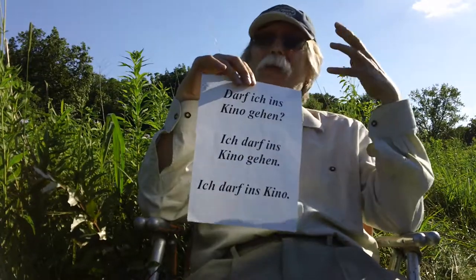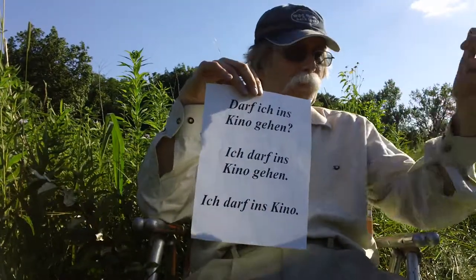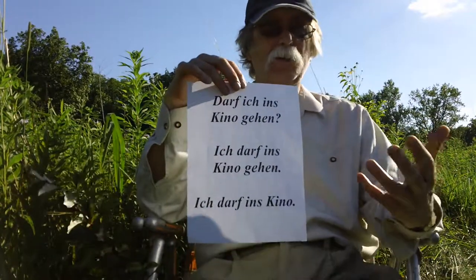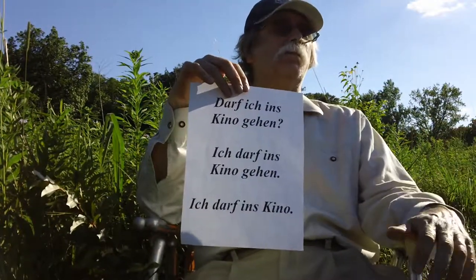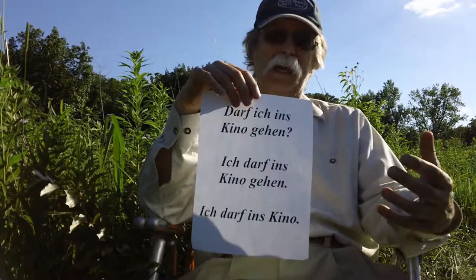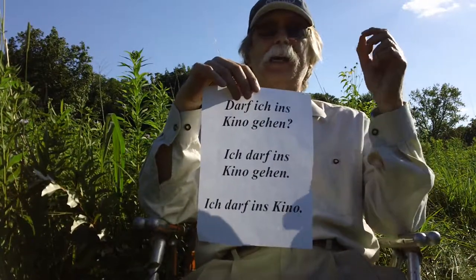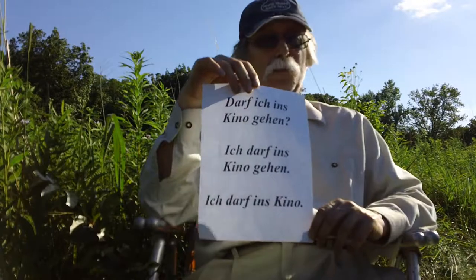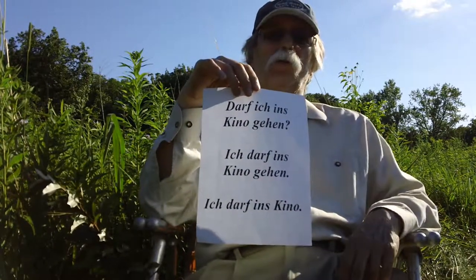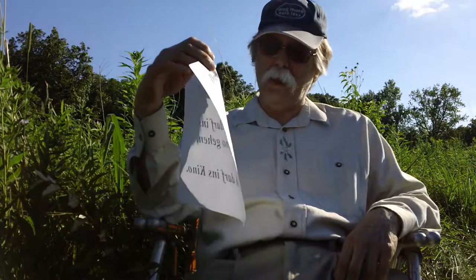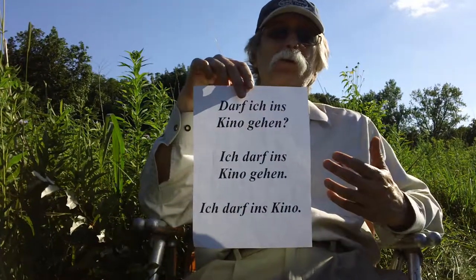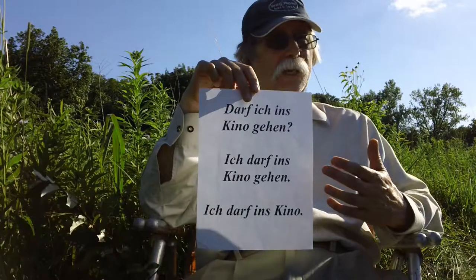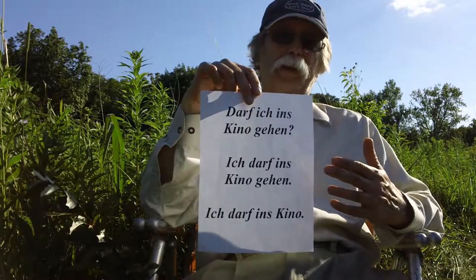Das kann ich nicht. I can't do that. I can't verb that, whatever it is. If somebody was to give you something to eat and it was alive and you say, oh, das kann ich nicht, well, the verb at the end is essen. I can't eat that. In this case, it's obvious. I can't to the movies. Well, of course the verb is to go. Ich kann nicht ins Kino gehen. Whoops, except I have darf. Ich darf ins Kino gehen. I'm allowed to go to the movies. Ich darf ins Kino. I'm allowed to the movies. I don't need to say gehen because it'll be easily understood by the listener.